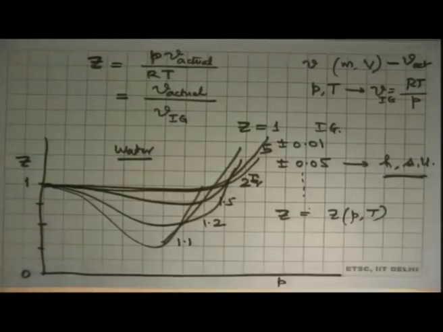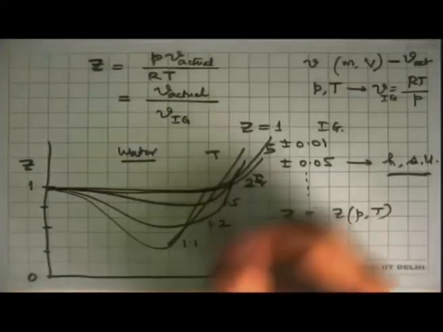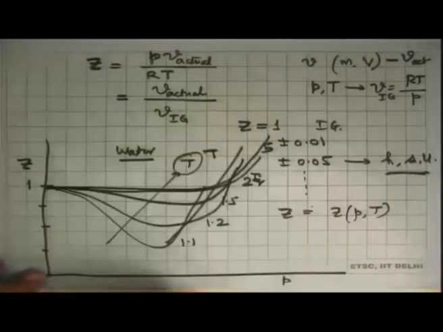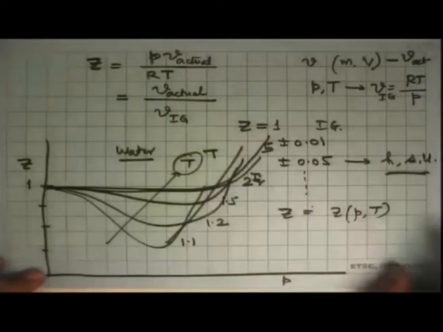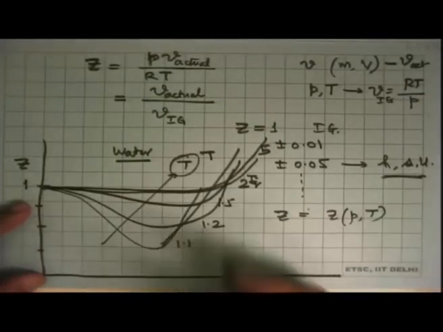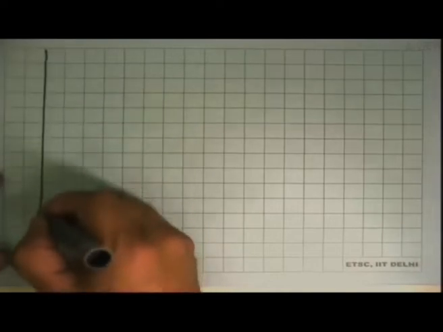But nature has its own beauty, and instead of plotting P and running parameter as T, so T is increasing this way, we change the coordinates, and instead of P, we plot the reduced pressure, and instead of T, we plot the reduced temperature. Then something quite elegant happens.